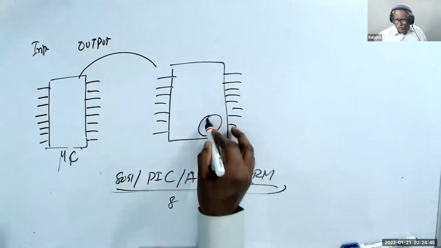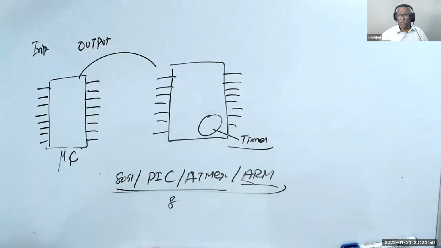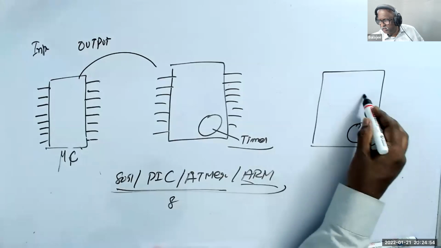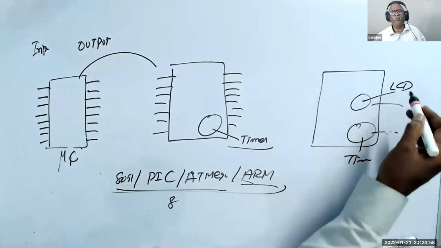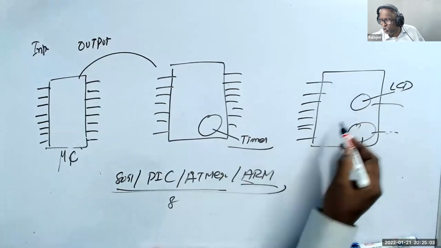Then you slowly add the same inputs, and you add a controller called timer. You start learning a timer controller. Then you will start doing it with the LCD controller. Timer, LCD. Understand now?